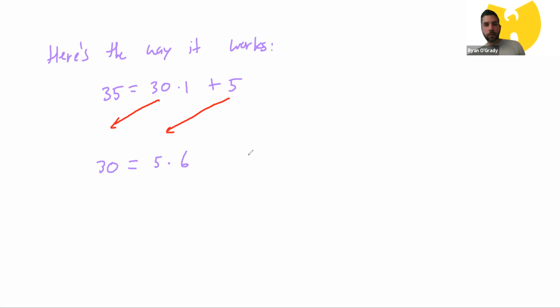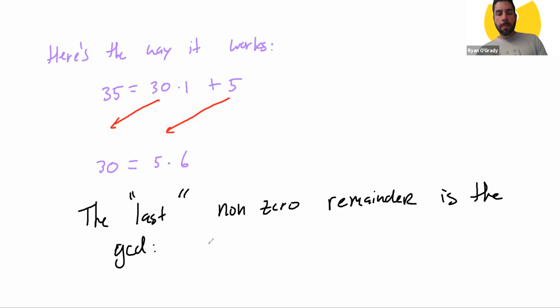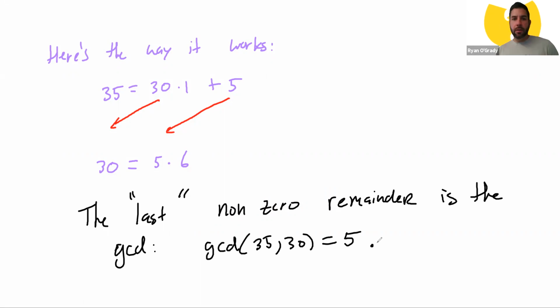Okay, so what was our last non-zero remainder? Well, we only had one, right? So the quote-unquote last non-zero remainder is the GCD. Now, of course, this seems silly for this particular problem, but when we do it with larger numbers, you're going to see how this pattern gets things done.